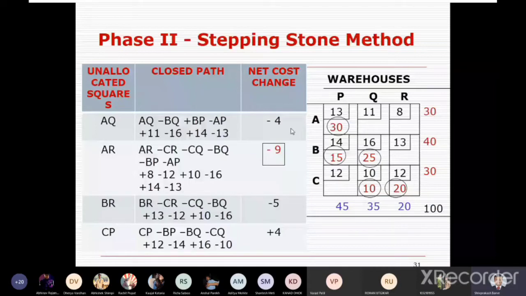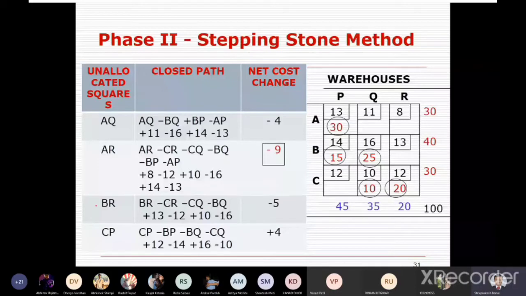Expecting here, all the net cost should be either positive or zero. Otherwise, if net cost is negative, it indicates that there is a scope for improvement, a scope to reduce the transportation cost. And in the first iteration, we got 3, that is negative cost. So we have to consider the most negative cost, and the most negative cost we got at AR, that is at this unallocated square.